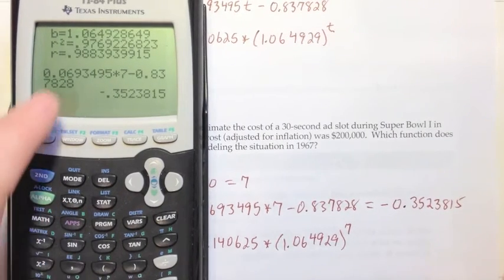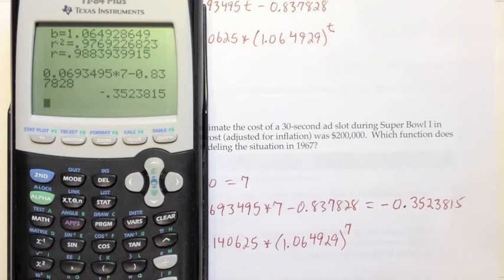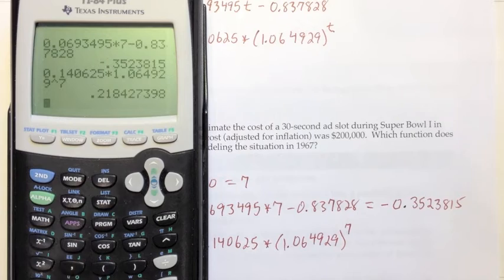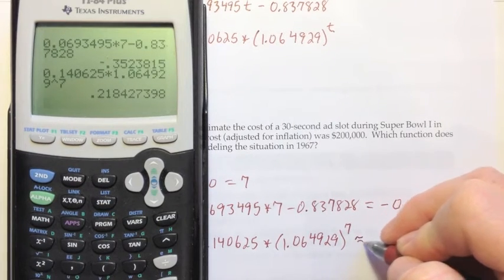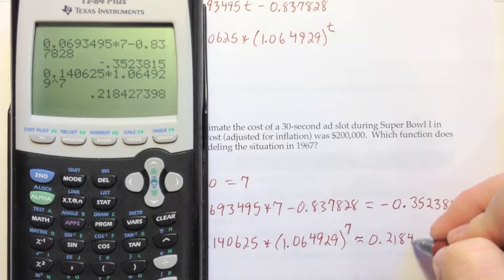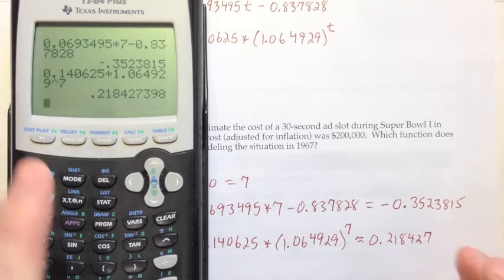And then let's see what we get for the exponential one. So for that one, we have our multiplier out front, 0.140625 times our base, 1.064929 raised to the 7th. And for that one, I get approximately 0.218427. So I think putting 6 decimals is actually ideal for this because these are in millions of dollars.